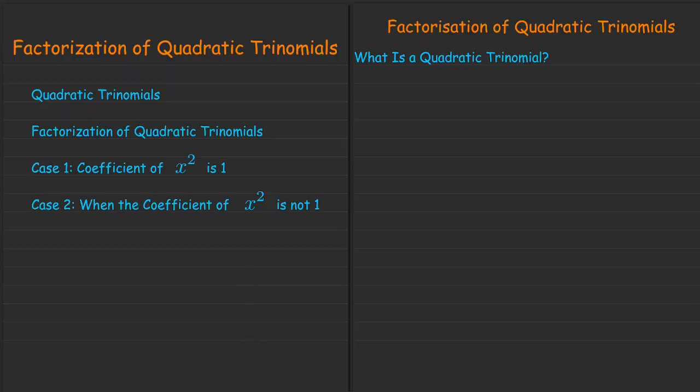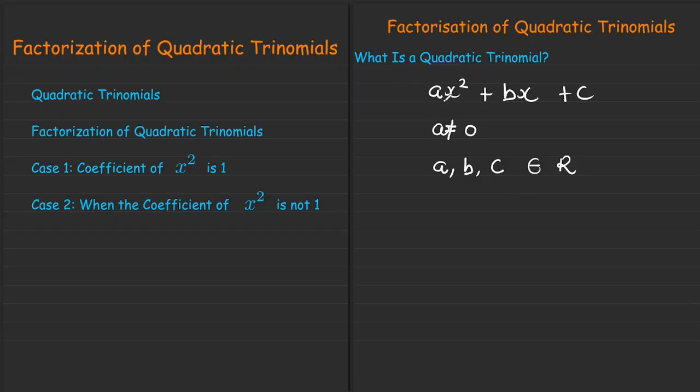Let's start with knowing what a quadratic trinomial is. So we say an expression is a quadratic trinomial. What we simply mean is it is of the form ax squared plus bx plus c. And you should take note that a should not be equal to 0. Also, a, b, and c should all be elements of the real numbers.